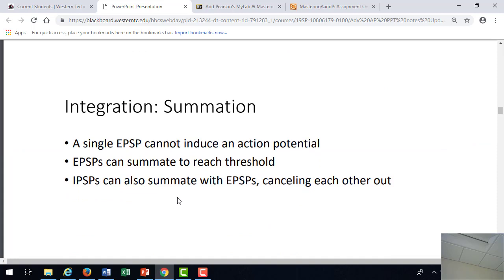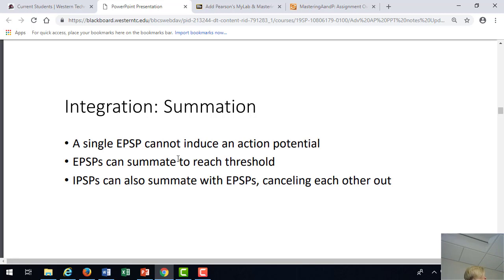So one EPSP cannot get to threshold. We need lots of them. So to summate means you have to add them together. To sum means to add together. So if I have 10 EPSPs, that might allow enough sodium in to get to that -55 and fire off my action potential. But what happens if I get an EPSP followed by an IPSP?